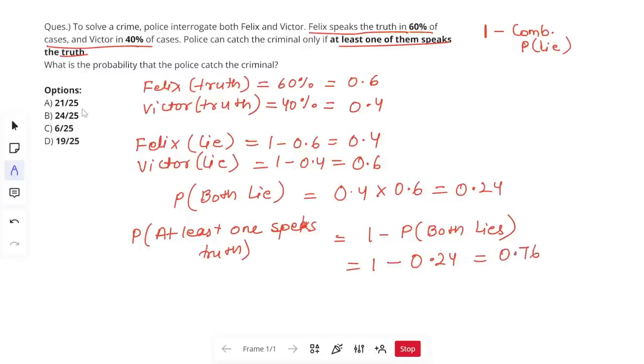Now we do not have the options in decimals, so we will convert this to fractions. So 76 by 100. Now we will cut it off, and then the final will be 19 by 25. So the correct answer is going to be 19 by 25, which is option D for this question.